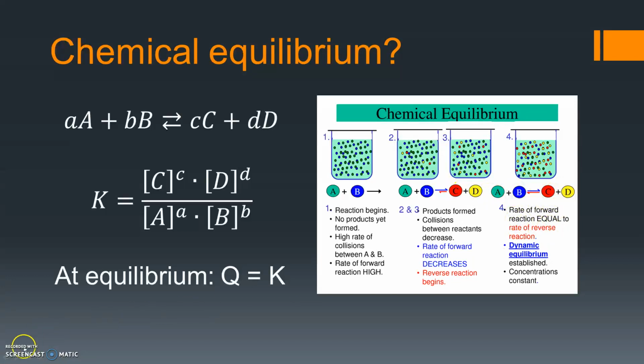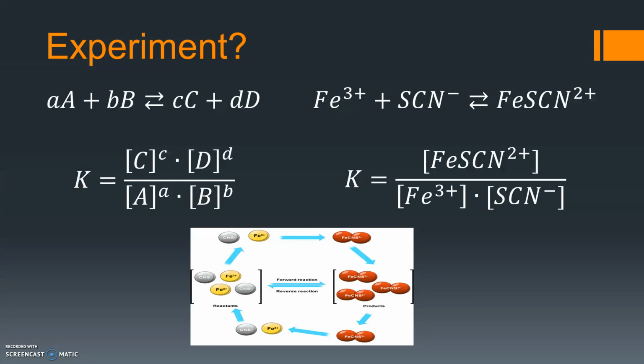Right, so in the experiment we had an equilibrium between iron plus 3 ions and thiocyanate ions, and they reacted to become iron thiocyanate, which could be seen as a red precipitate. And here's the equilibrium expression for the equilibrium, and you can also see the equilibrium down here in the picture with the reactants here. They react to form the product, and the product reacts to form the reactants again.